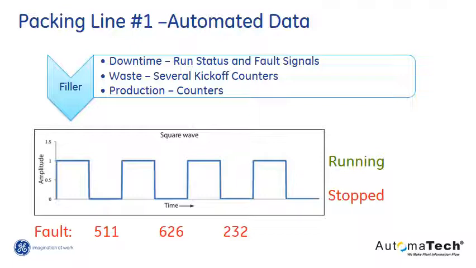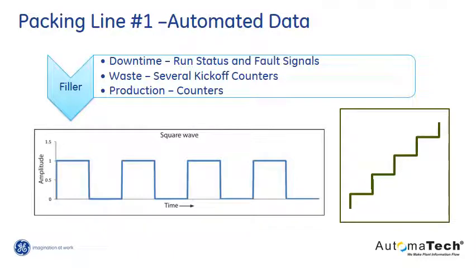Another thing that we can do is acquire its first out fault. So maybe a sensor tripped, maybe someone hit the emergency stop button. Those faults come in as codes, and what we want to do is be able to take advantage of those codes as well. In a similar fashion, we have waste and production counters.